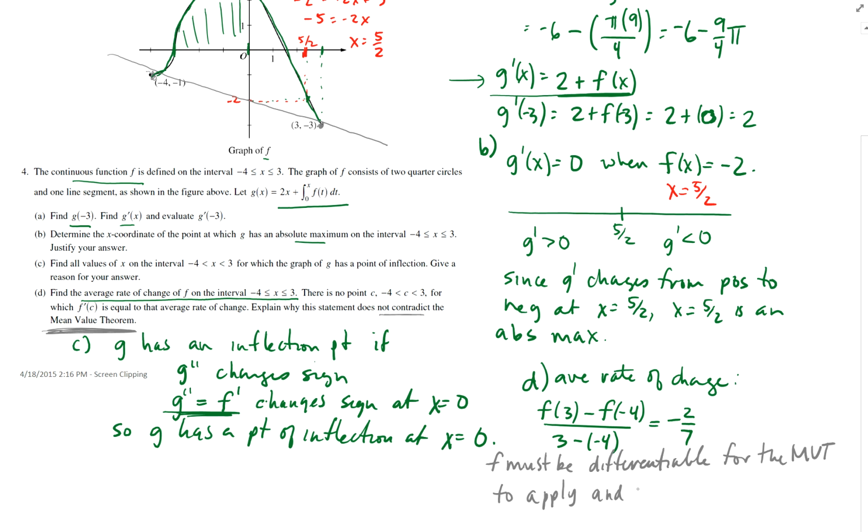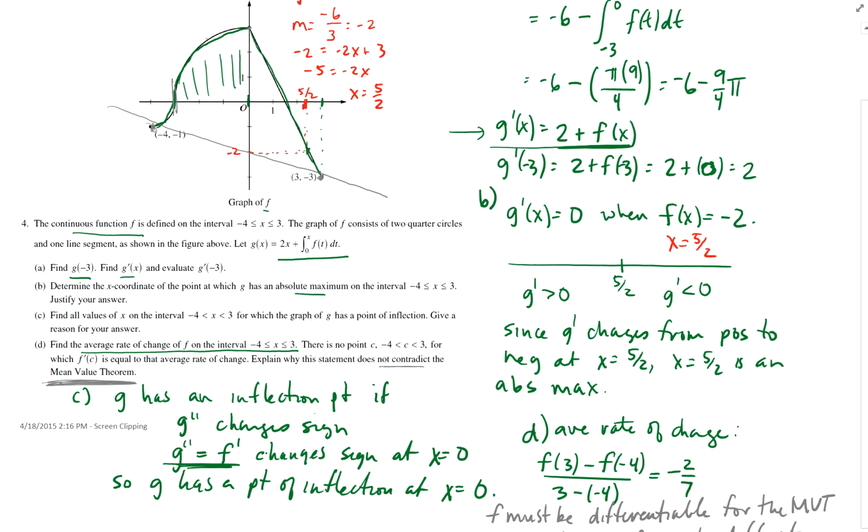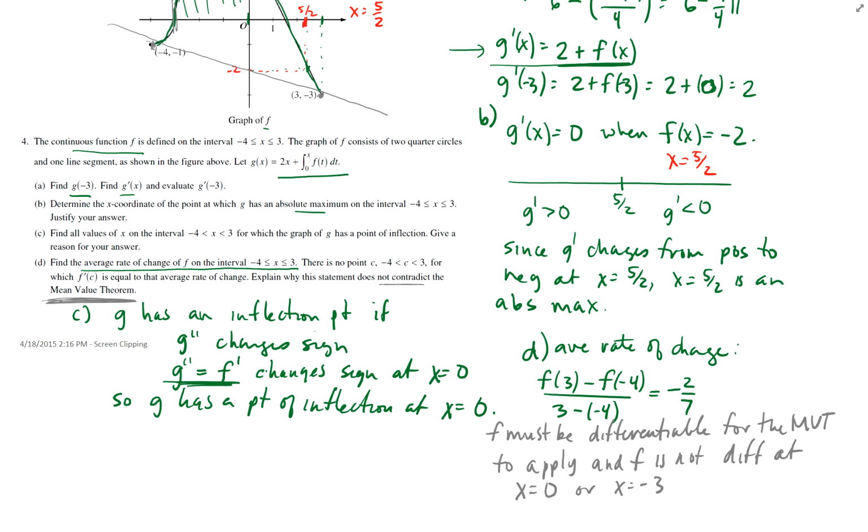and f is not differentiable at x equals 0 or x equals negative 3. Since it has a vertical tangent right there, it's not differentiable. But it's clearly not differentiable there either, right? Because what does my tangent line look like? There isn't one. Okay, so makes sense. There you go. Good job. Tough problem.